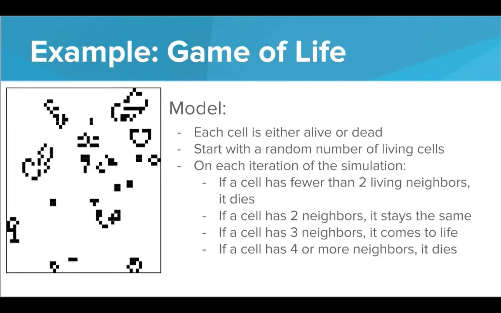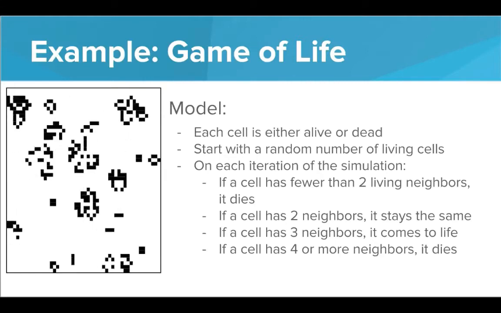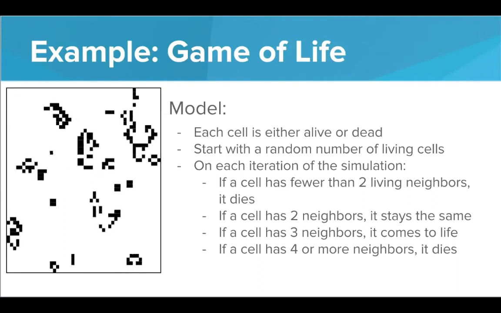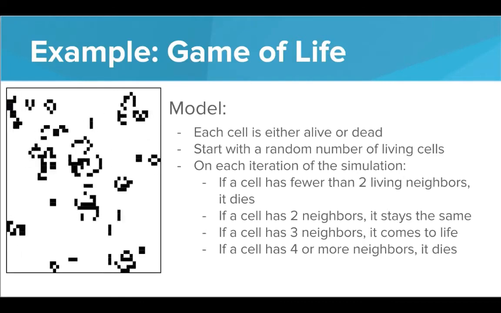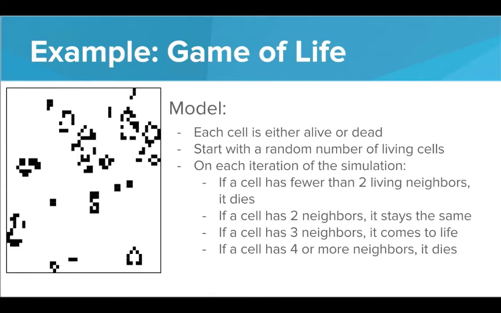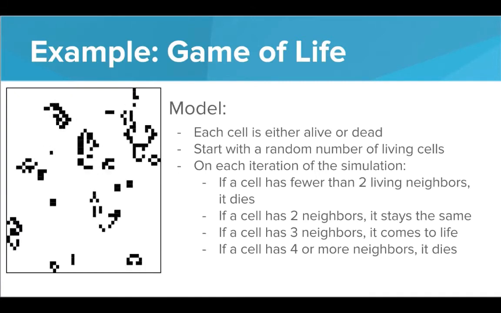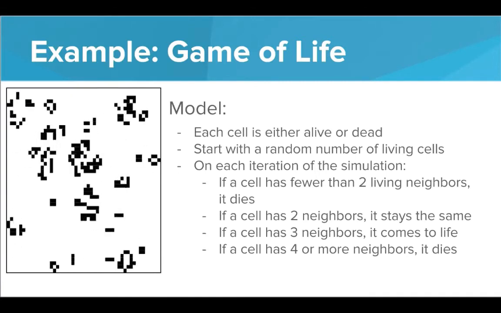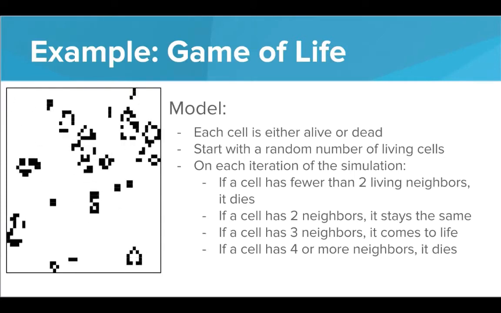And on each iteration of the simulation, at each new moment in the simulation, cells will live and die according to the following rules. We look at each cell and we count its neighbors. If a cell has fewer than 2 living neighbors, then it dies. There's not enough living cells around it to sustain itself. If a cell has exactly 2 neighbors, then it stays the same. If it was dead, it stays dead. If it was alive, then it stays alive. If a cell has exactly 3 neighbors, then it comes to life. So if there was no life there, there now is. But if it has 4 or more neighbors, it dies from overcrowding.